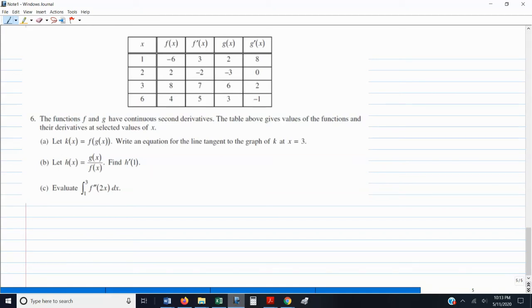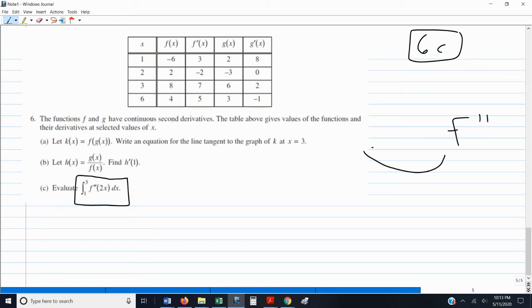Okay, 6C. I think this is a really fun one. So you're doing the integral from 1 to 3 of f double prime of 2x dx. And that integral sign is telling you that you need the antiderivative. And you probably already know the antiderivative of f double prime.